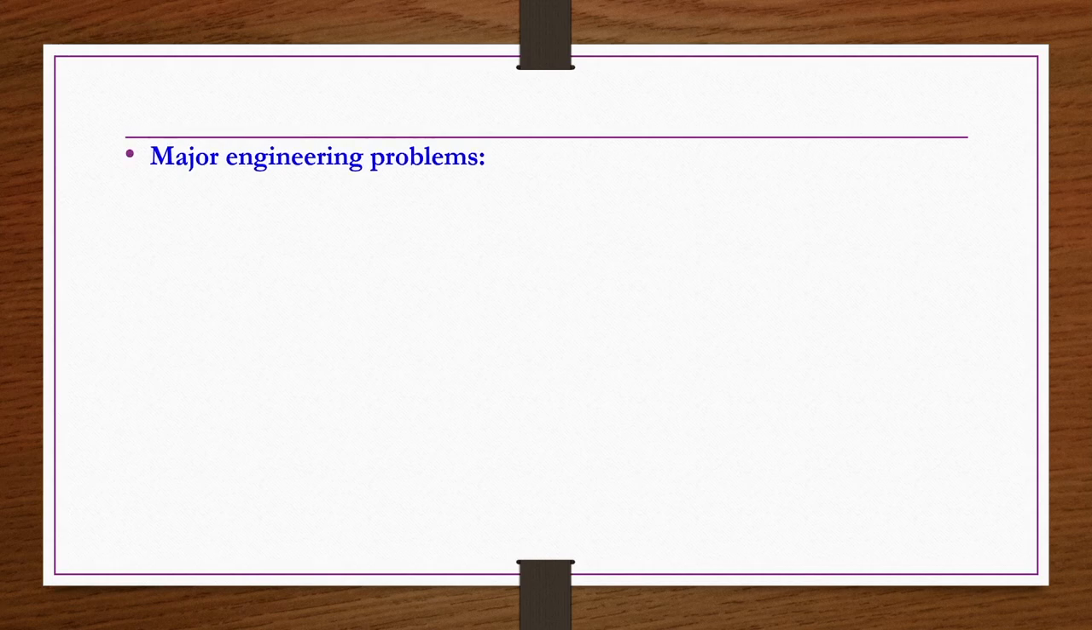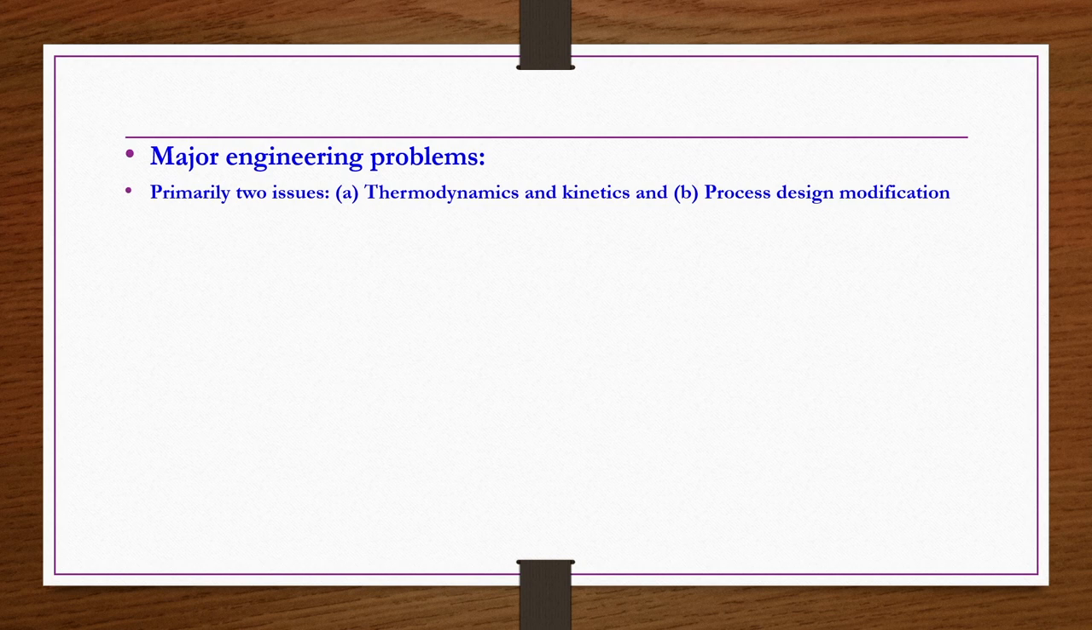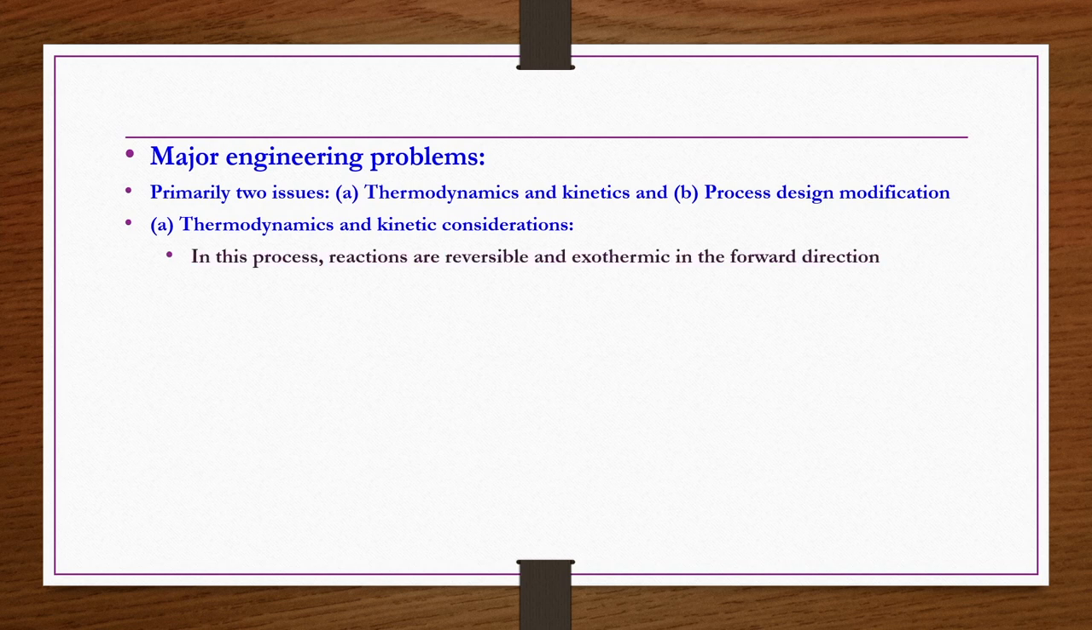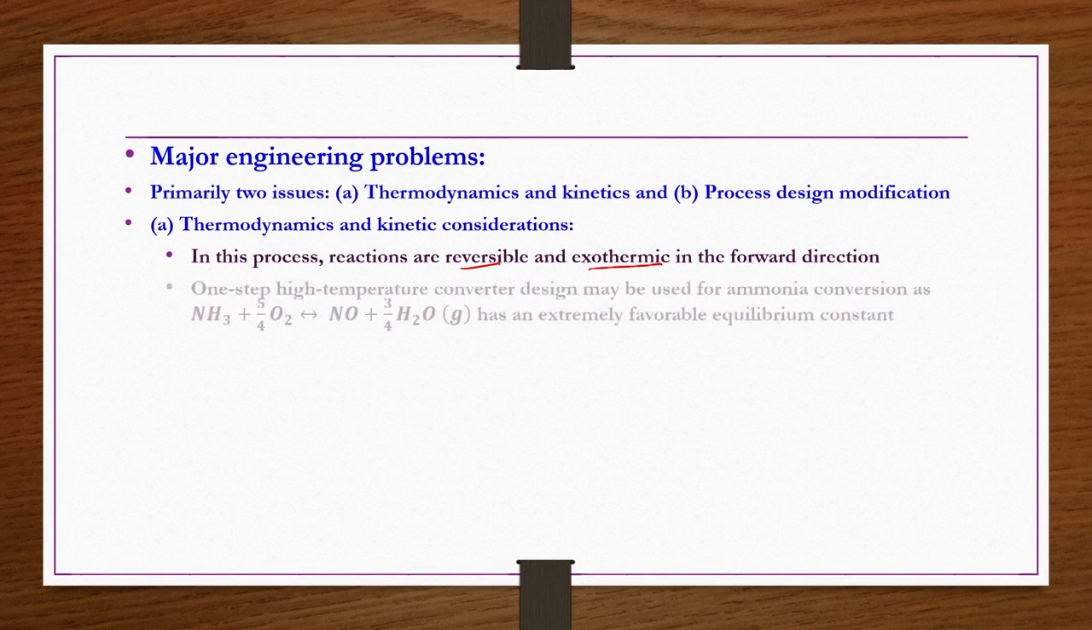Now we see major engineering problems. Primarily two issues are there. One is the thermodynamics and kinetics, which will always be there if you have many reversible reactions, and then process design modifications. First, start with thermodynamics and kinetic considerations. In this process, reactions are reversible and exothermic in the forward direction. All reactions are reversible, and all reactions are exothermic in the forward direction.